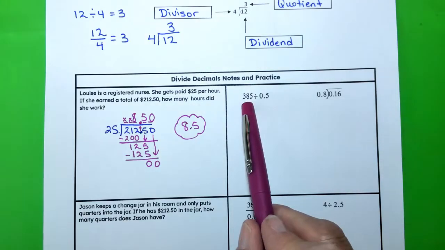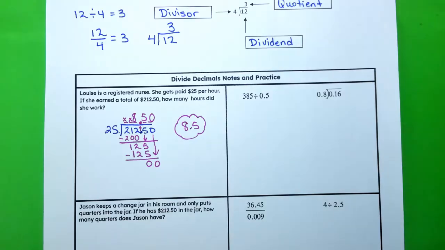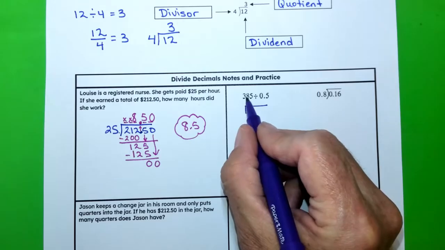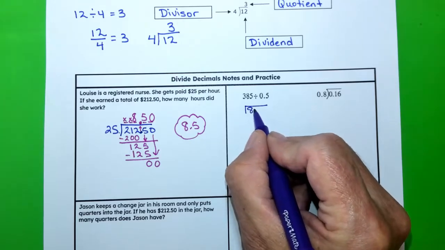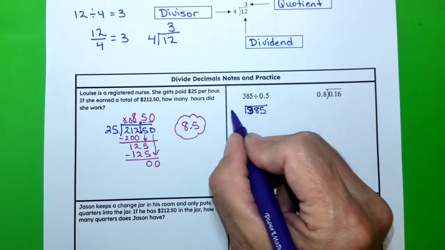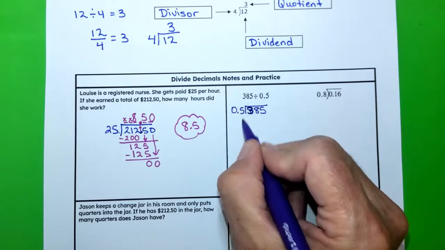Okay, next up. We have it in this dividing form. So what I'm going to have to do is, I'll do it underneath. Build a dividing house. What goes first goes in the house. I forgot my 3. 385 in the house, and the 0.5 goes outside.